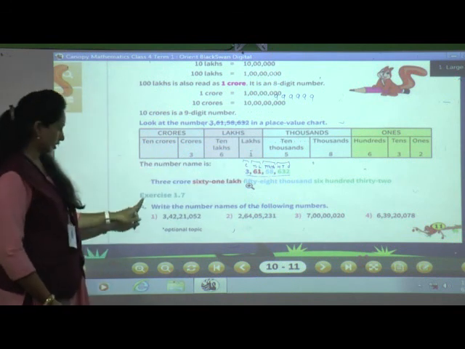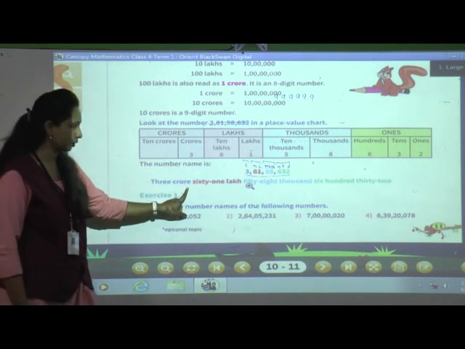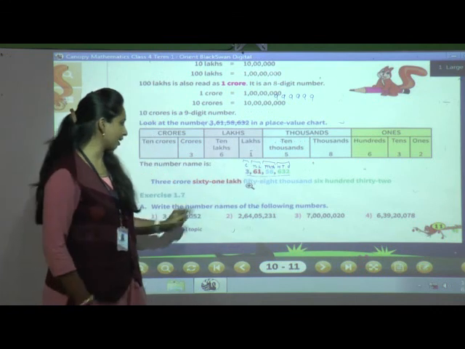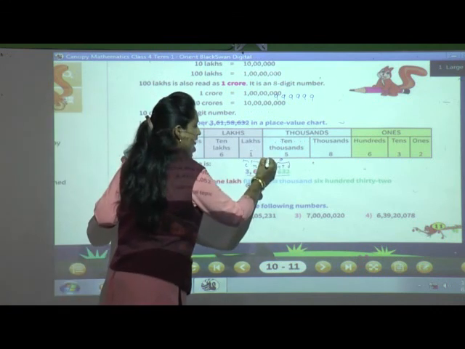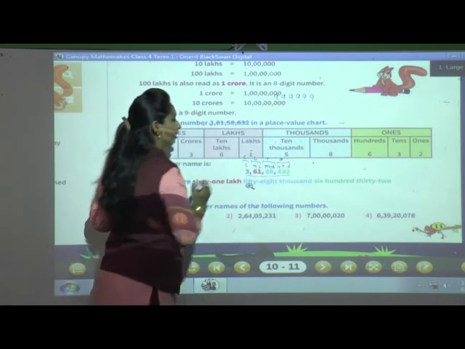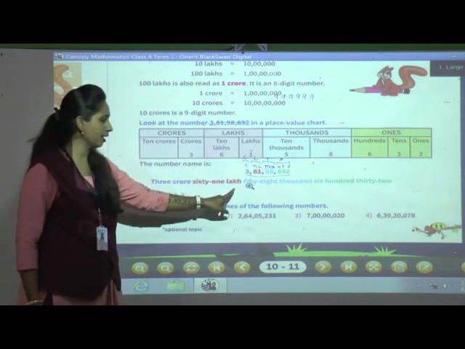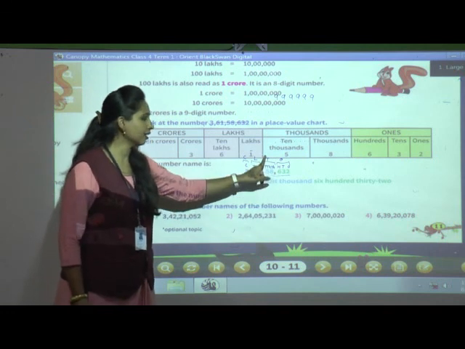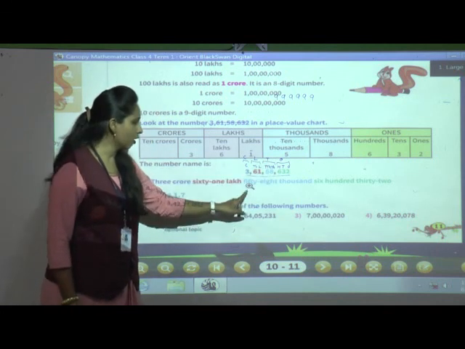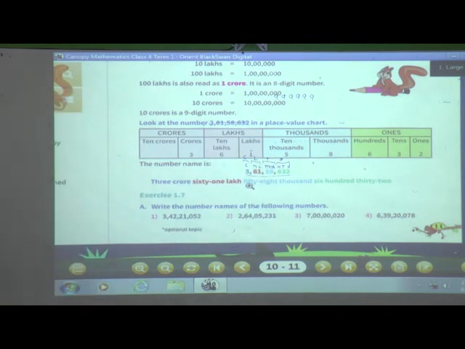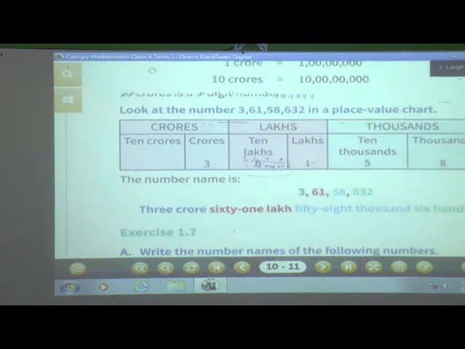3 crore. Can you see here? 3 crore. 61 lakhs. See, ones period, thousand period, lakhs period and crore period. 61 lakhs. So here is 61 lakh. 58,000. Now can you see here? Are you able to see, students?